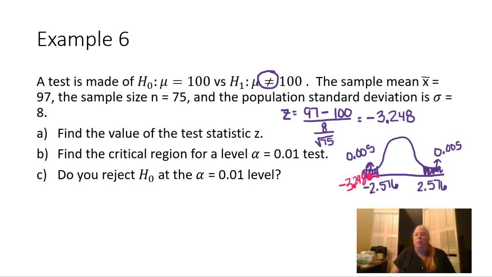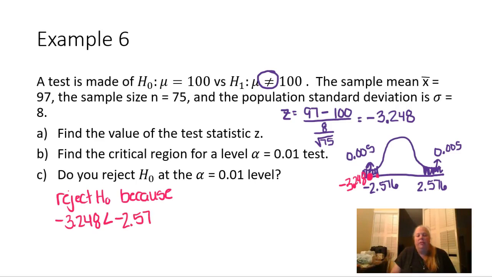So because my z statistic is in the purple shaded region, we are going to reject the null hypothesis. And we're going to reject that because my z statistic, negative 3.248, is actually less than the critical value, negative 2.576.